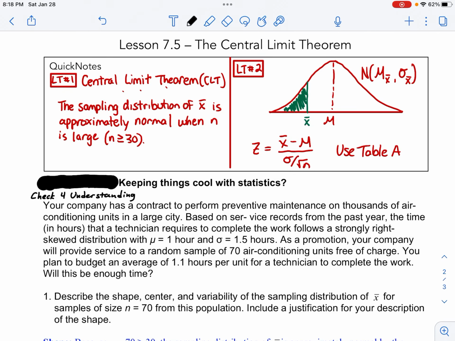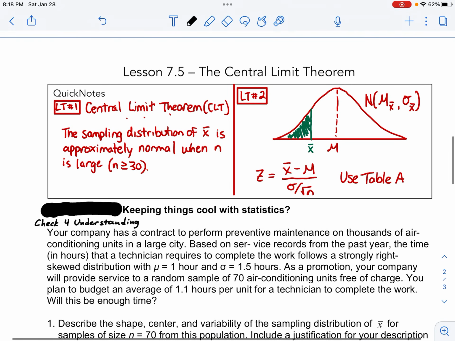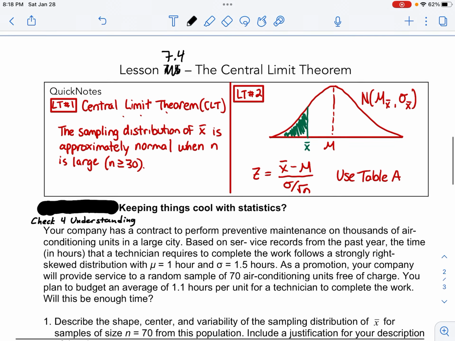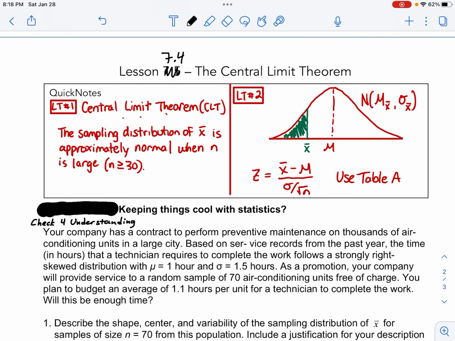All right, folks, this is, I think it's 7.4, part 2, the check for understanding for the shooting guard lesson. And here are the 2 main takeaways up on the top.